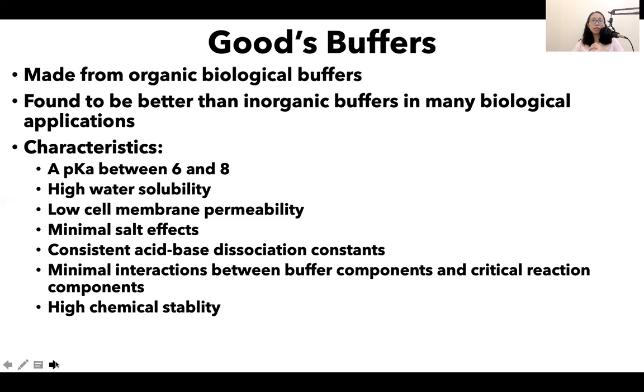And of course, these buffers have high chemical stability. Many of them can be kept on the shelf for a long period of time, unlike some of your inorganic buffers.